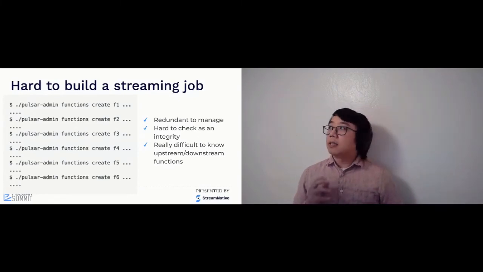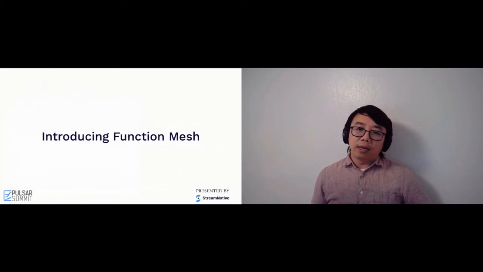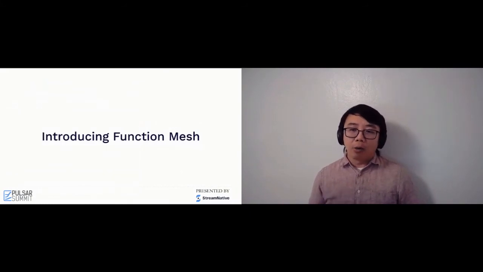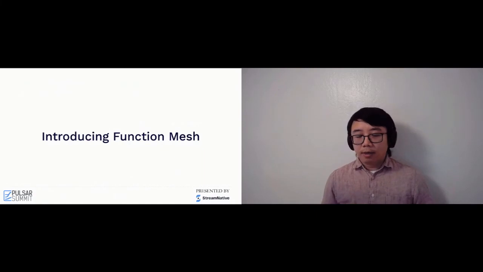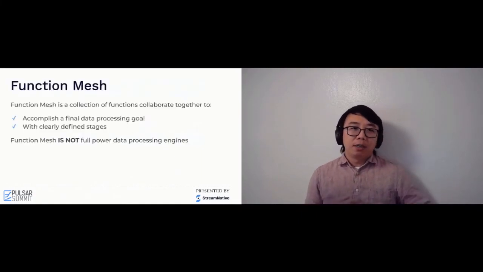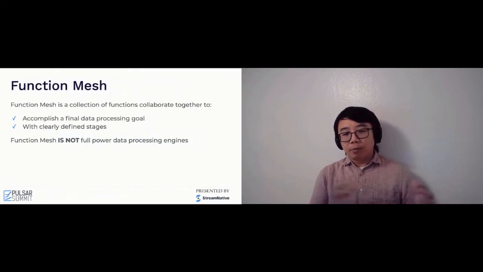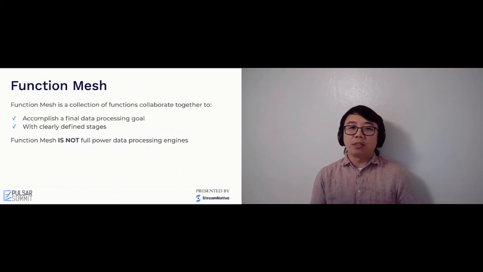So that leads us to think, well, can we build a framework that allows people to write streaming applications using multiple functions? And that leads into our thoughts about Function Mesh. And we submitted the PIP. The idea of Function Mesh is basically to combine a collection of functions so those functions can collaborate together to achieve one final data processing goal with clearly defined stages.